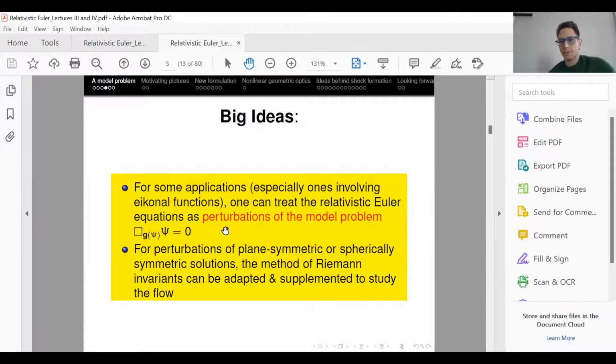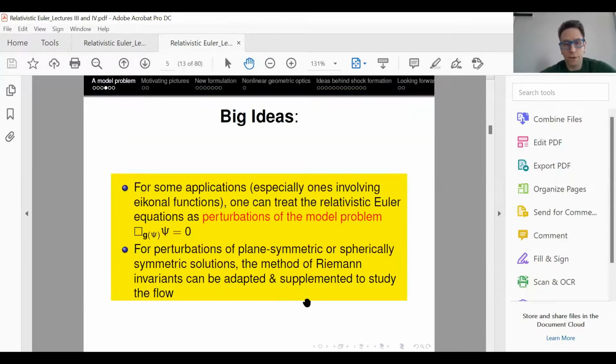Moreover, if you're interested in perturbing known solutions, but allowing the perturbations to lack symmetry, so you want to treat general small perturbations of, let's say, known plane symmetric or spherically symmetric solutions, you can actually adapt the method of Riemann invariants. You have to supplement it with a lot of new ideas, but you can study the flow with something that basically plays the role of approximate Riemann invariants, and that's something we'll see later today.